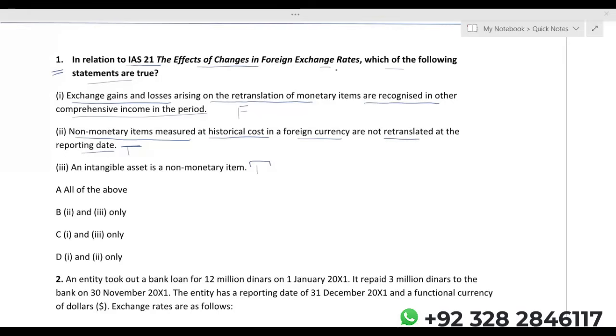Let's see. In relation to IAS 21, the effect of changes in the foreign exchange, which of the following statements are true? So can I say the two statements are true? Second and third. I hope it is clear to everyone.